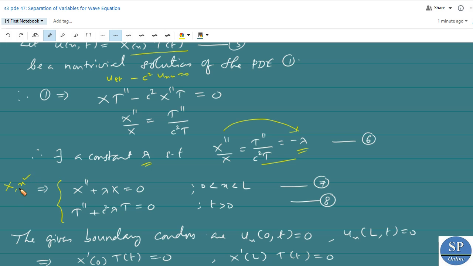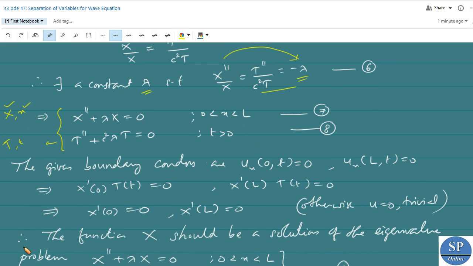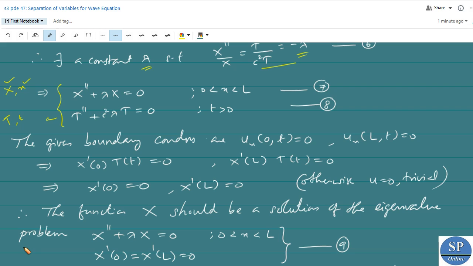Small x as the independent variable and capital X as the dependent variable, and the second is the differential equation in dependent variable T and independent variable small t. Okay, so now we have given the boundary conditions u_x(0, t) equals 0 and u_x(L, t) equals 0. That is, at the boundary points 0 and L we have u_x equals 0. Okay, that means our solution is u equal to X into T.